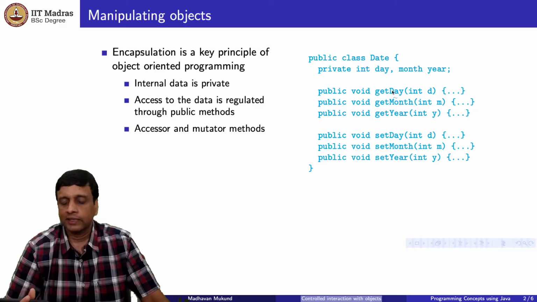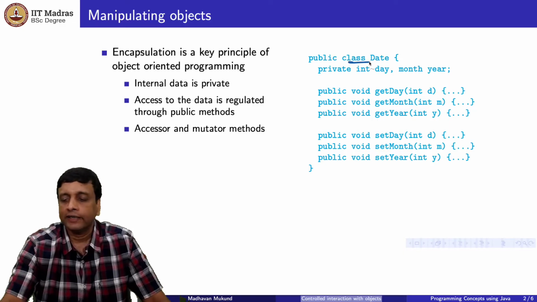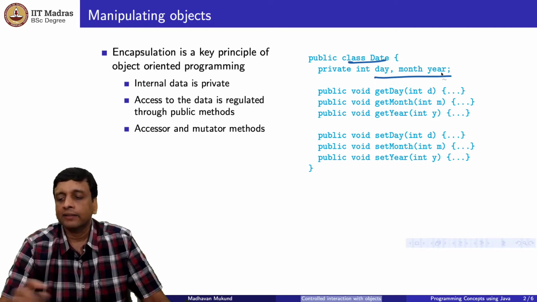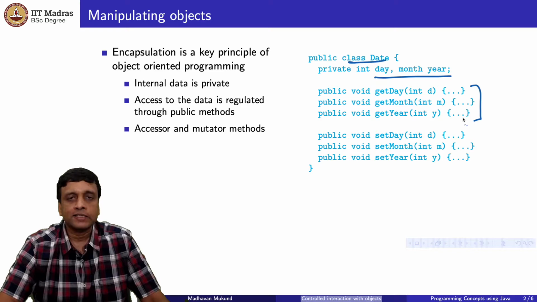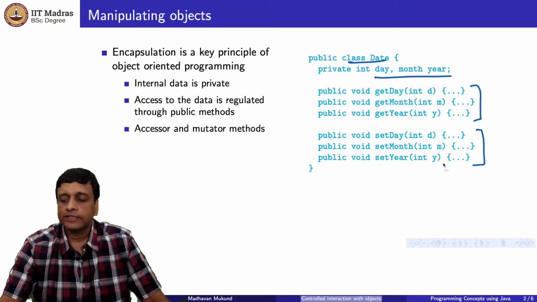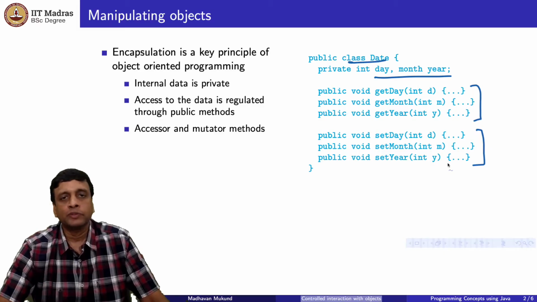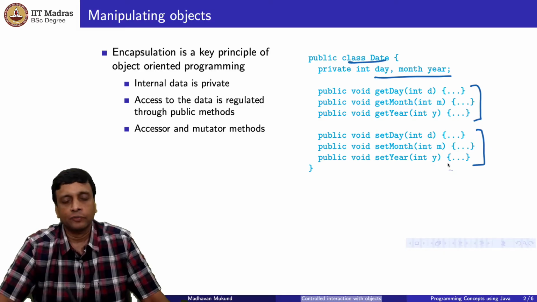So here is a typical example that we have seen before. You have a date, right? And it has a day, month and year. And then you have these three accessor methods which allow us to get each of these instance variables back from the current object. And we have a way to set each of these instance variables back. So this is typically how encapsulation works. You make the data private and you have public functions which allow you to read and write that value.